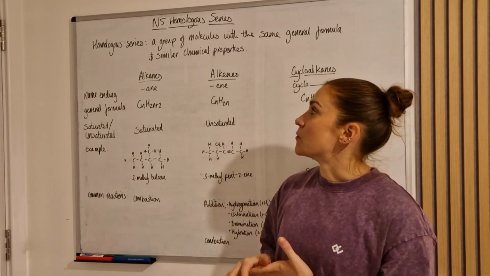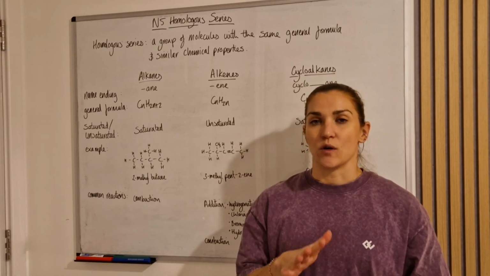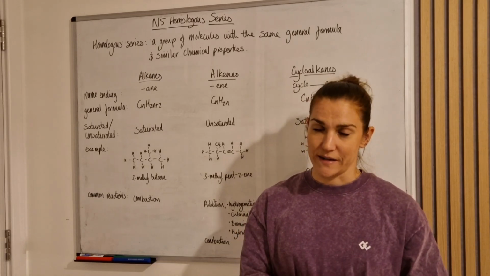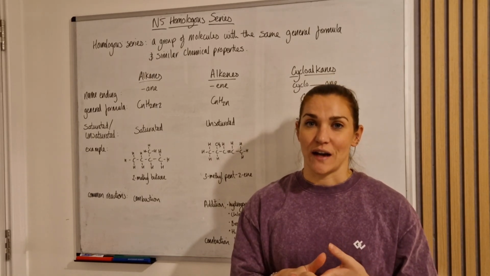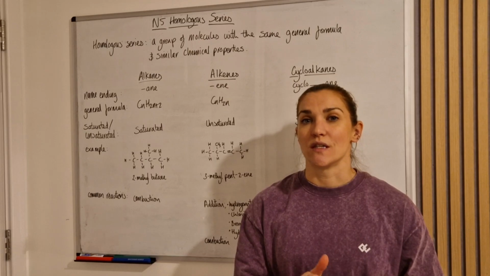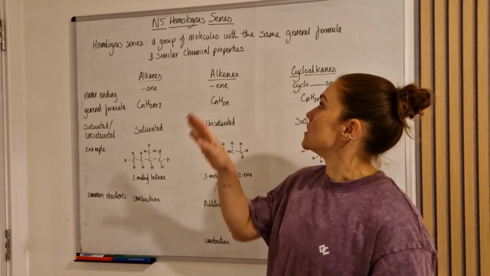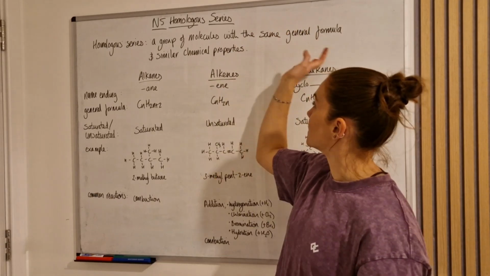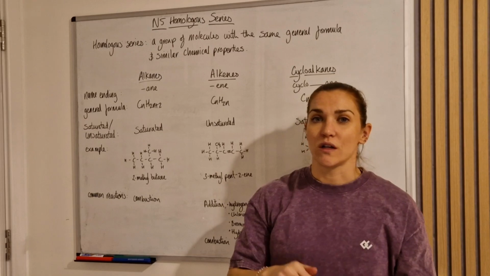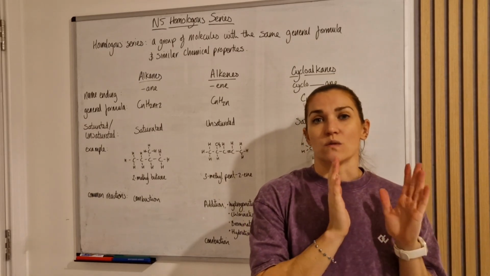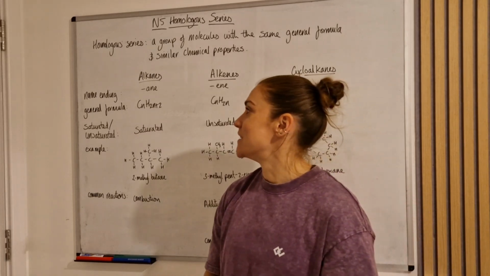So try to remember that the homologous series is a group of molecules with the same general formula and similar chemical properties. We're not covering isomers in this video, but just for comparison's sake, the definition of isomers is molecules with the same molecular formula but a different structure. So you can see how the definitions are quite similar. It's the formula bit that tends to get people. So homologous series, a group of molecules with the same general formula and similar chemical properties. So get that on a flashcard.